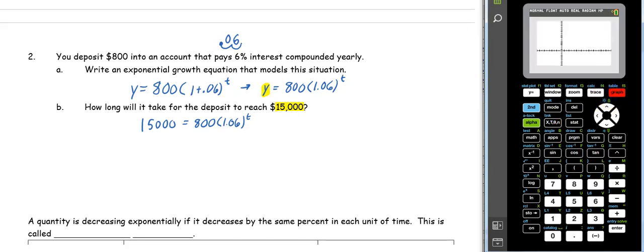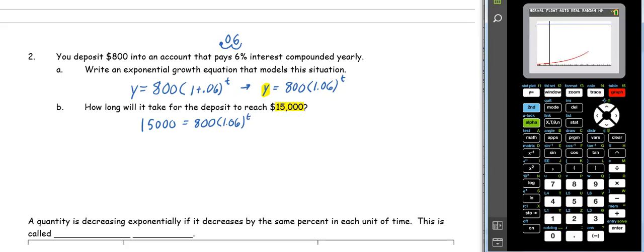Now if I hit graph this time, I'm not really going to see anything on my graph. That's because we're dealing with bigger numbers here. So we need to go to window. We're going to leave our y min at -10. Let's change our x max to 50. Y min we can leave the same. Y max, so the biggest number in this problem is 15,000, so we need to go a little bit higher. So I'm going to go to 16,000 and I'm going to hit graph.